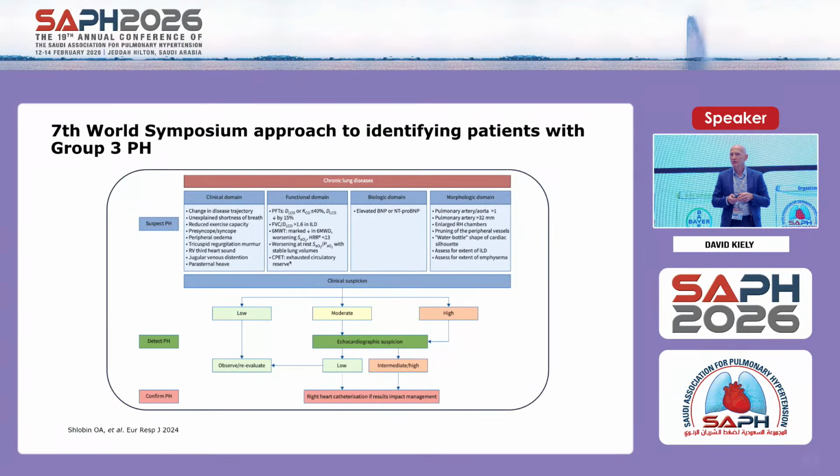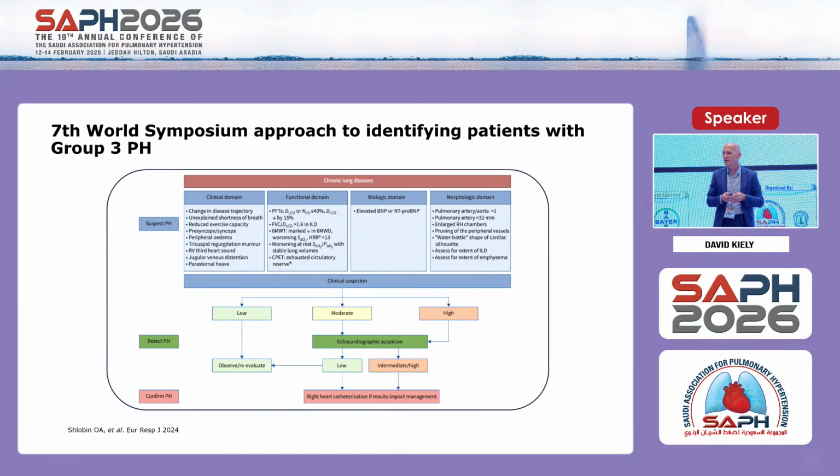So when we look at the Seventh World Symposium, you can see here that they talk about suspecting, detecting and confirming pulmonary hypertension. There's different domains, a clinical domain, so look at the clinical symptoms. There's a functional domain, your lung function test, biological domain, N-terminal proBNP, and morphological domain, look at your CT scan. And on the basis of that, using your gestalt to come up with a sort of probability of pulmonary hypertension, and then if it's moderate or high, think about performing echocardiogram, and then you look at the probability of the echocardiogram. But you can see here, even if the echocardiographic probability is low, they recommend consideration of right heart catheterization.